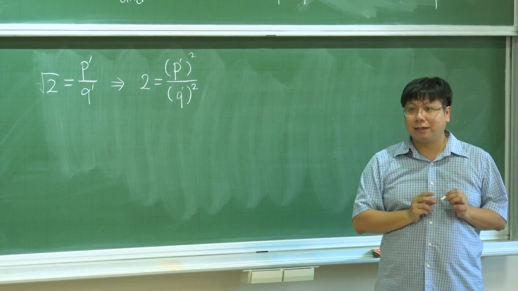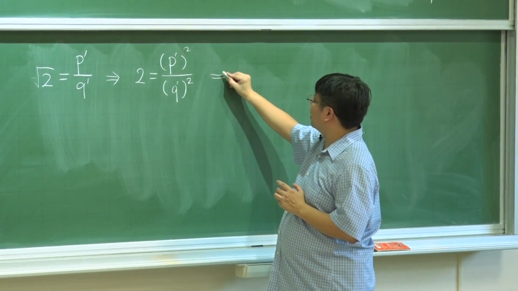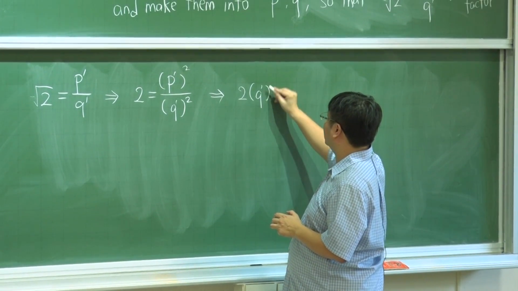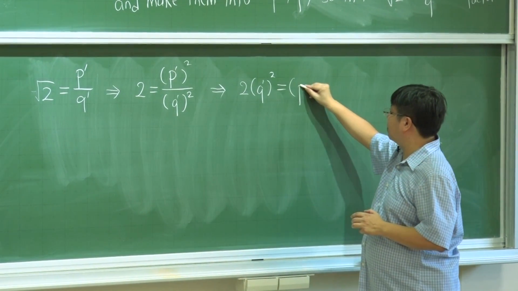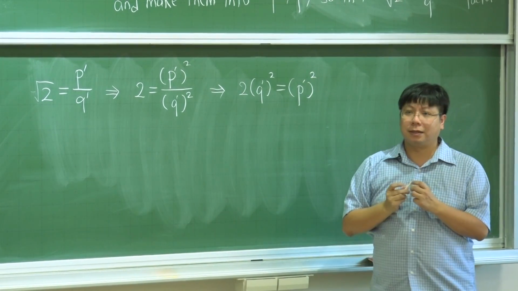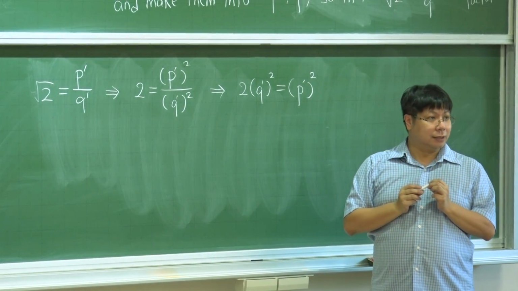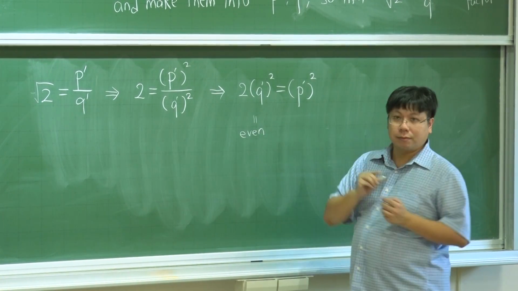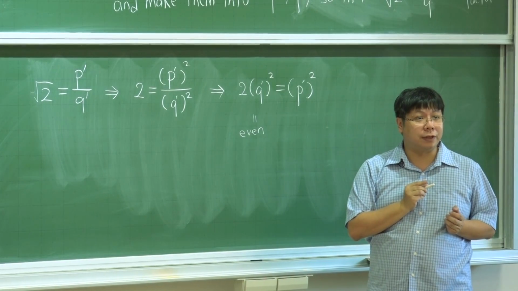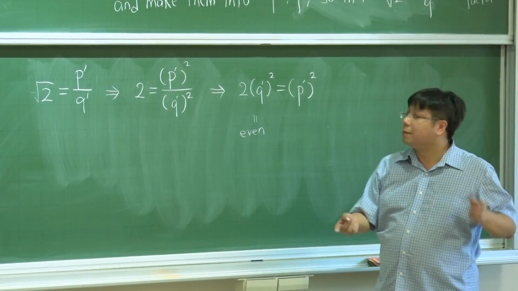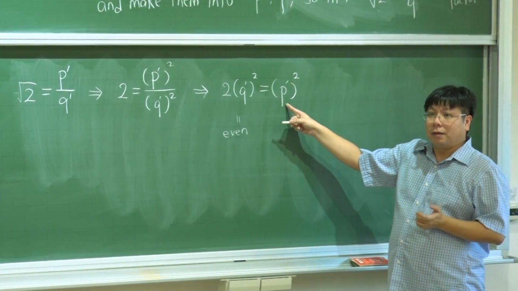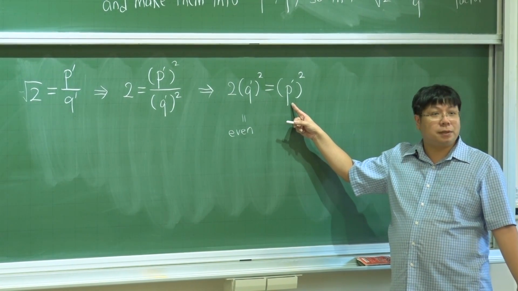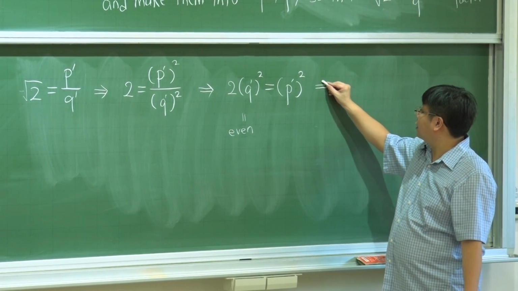Is that okay? So what does it mean? It implies that 2 times this q prime square is equal to this p prime square. Is that okay? This is even. 2 times a number is even. A number square is even. So it must be an even number for p.